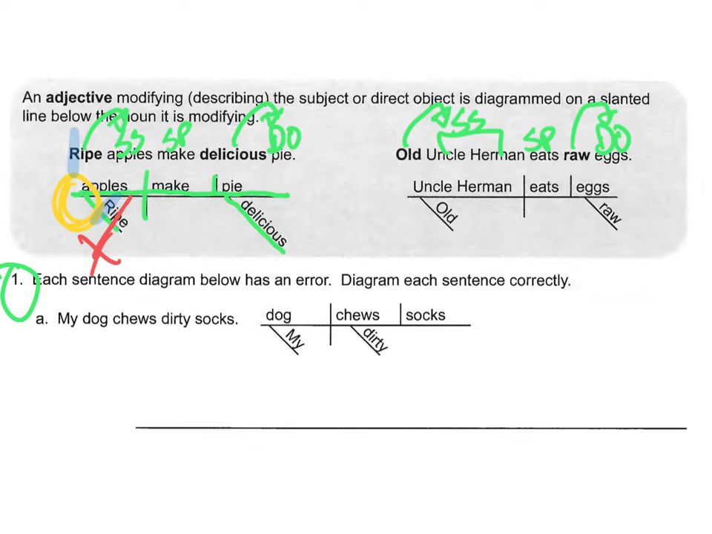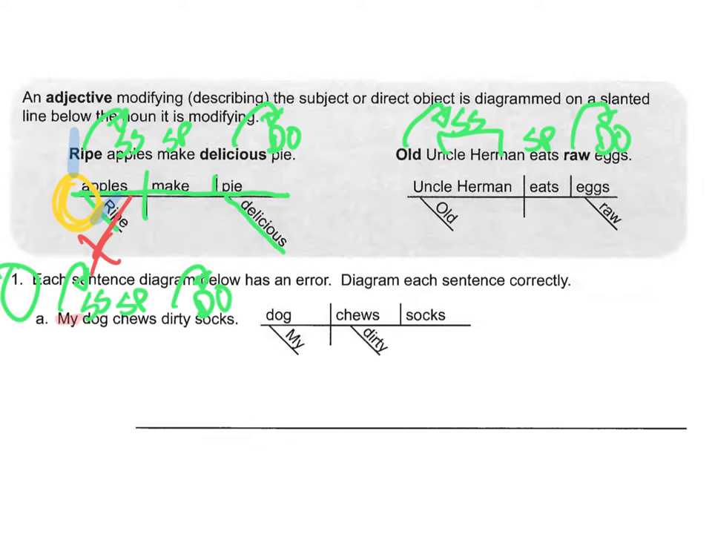My dog chews dirty socks. Who or what is this about? Dog. What does the dog do? Chews. What does he chew? Socks. What kind of socks? Dirty socks. Which dog? My dog. Notice how my is a possessive pronoun, but that doesn't matter in this case. In this case, it's functioning as an adjective.